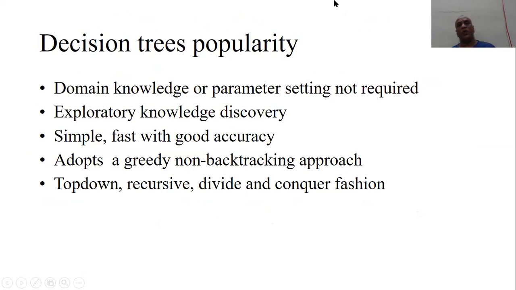Why are decision trees popular? You don't require domain knowledge, and you don't require parameter settings. It's a mechanism wherein exploratory knowledge discovery happens. It's simple, fast, with good accuracy. Decision trees adopt a greedy, non-backtracking approach. They're top-down, recursive, and they use a divide and conquer mechanism.